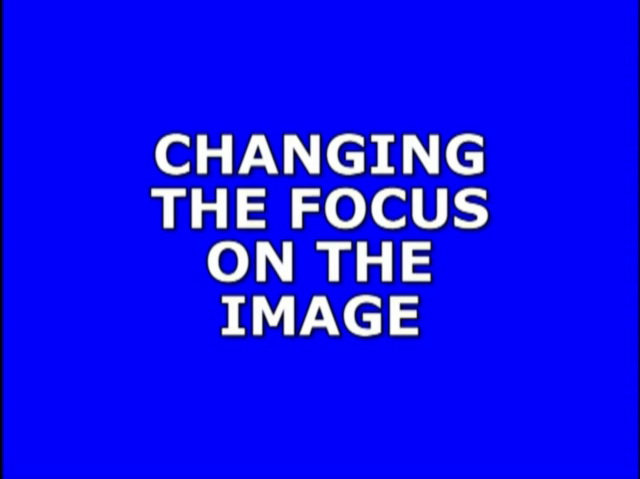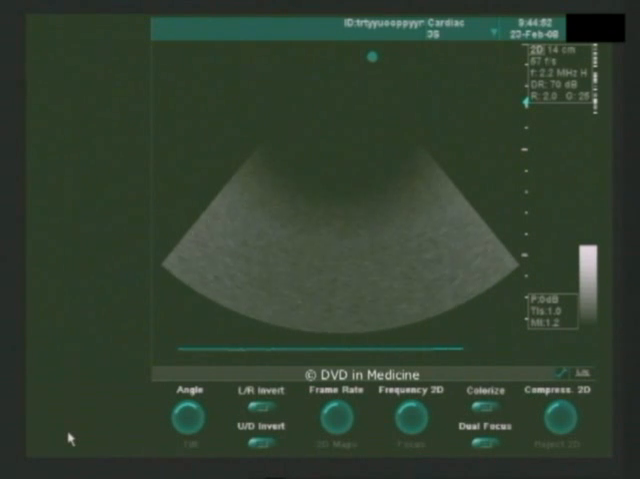Changing the focus on the image. One should set the focus on the image in such a way that all structures of interest fall in the focal zone. If the focus is not set correctly, one loses the image quality.